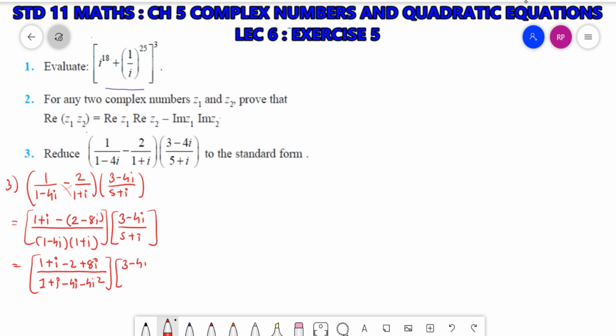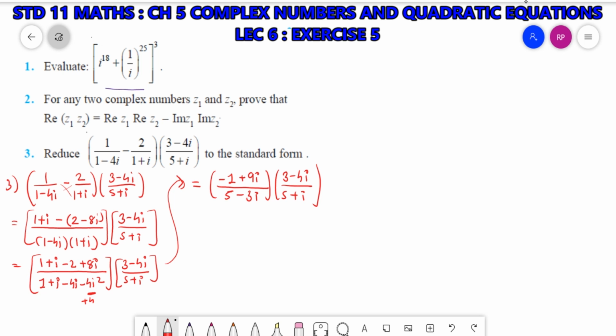Into (3 minus 4i) upon (5 plus i). Solving it here, I will get 1 minus 2, that is minus 1, i plus 8i, that is plus 9i, upon 1. Now 4i square, that is minus. So i square is minus 1, so it will be plus 4. So 1 plus 4, 5. i minus 4i minus 3i into (3 minus 4i) upon (5 plus i).